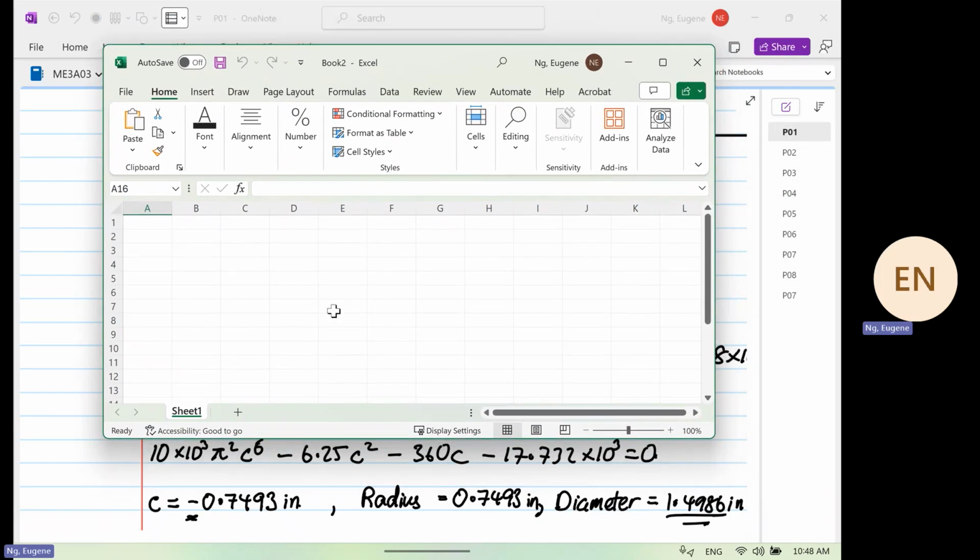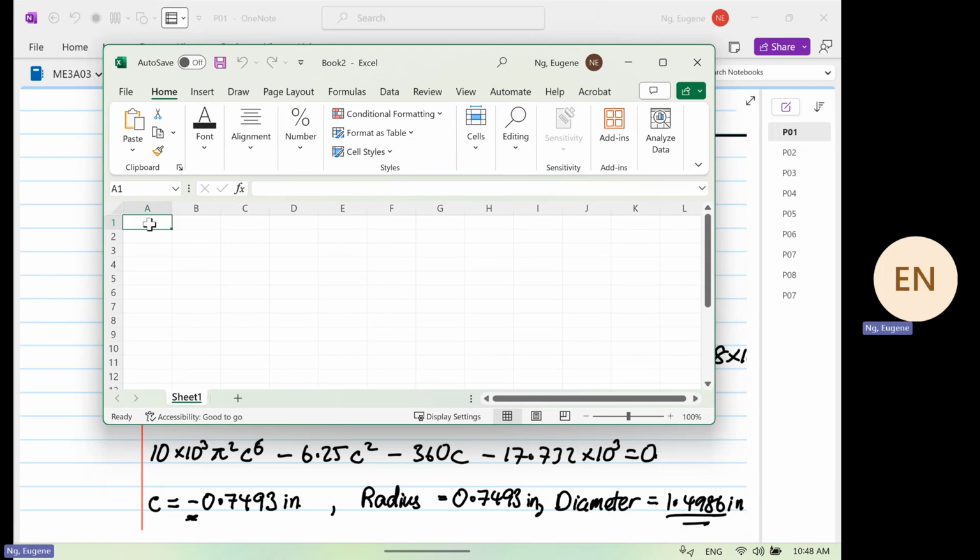Enter this equation. The first thing we're going to do is use the Goal Seek method. In the Goal Seek method, we have C, which is whatever we want to find. We enter this as 0.4 for now. It's an arbitrary number, and this is in inches.